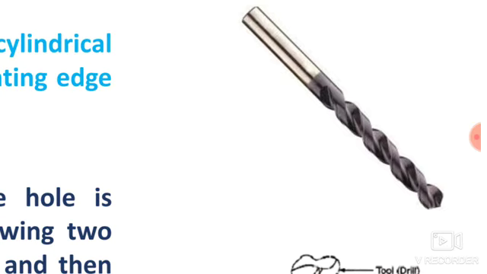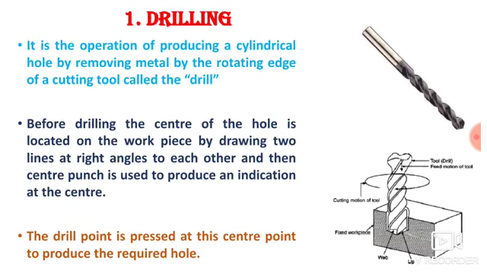This is a drill bit which has flutes over its periphery and a cutting edge at the bottom. This cutting edge originates the holes because it exerts a force over the workpiece and it removes the material from the workpiece. Before drilling, the center of the hole is located on the workpiece by drawing two lines at right angle to each other.